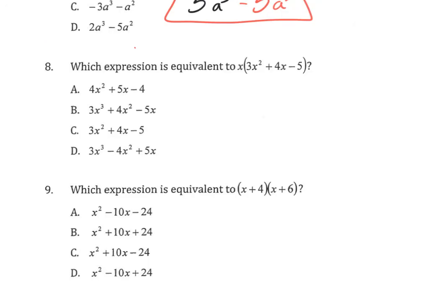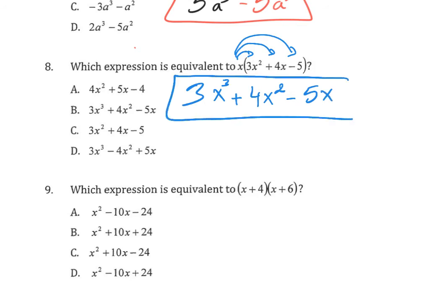All right. So for this question number 8, which expression is equivalent to x parentheses 3x squared plus 4x minus 5? And we can see we have to distribute x here. So we're going to use the distributive property, which means we're going to distribute x. So x times 3x squared, and x times 4x, and x times negative 5. So that will be 3x to the third plus 4x squared minus 5x, right? We're just going to distribute x with every single term inside the parentheses. And the answer will be B.